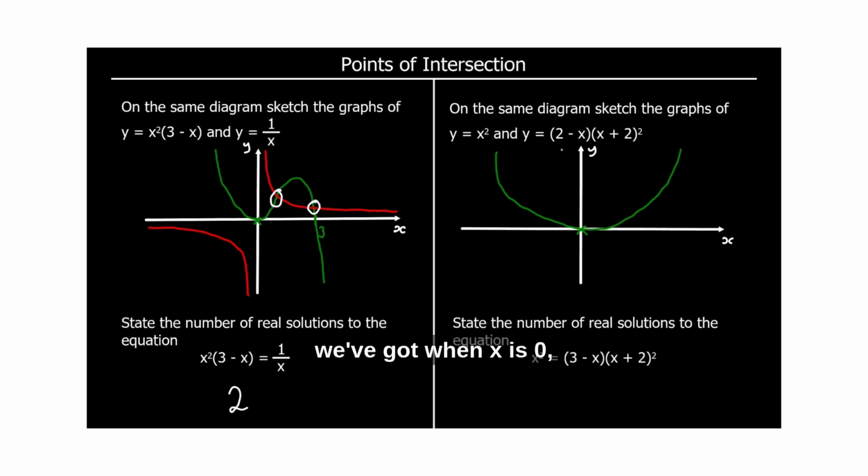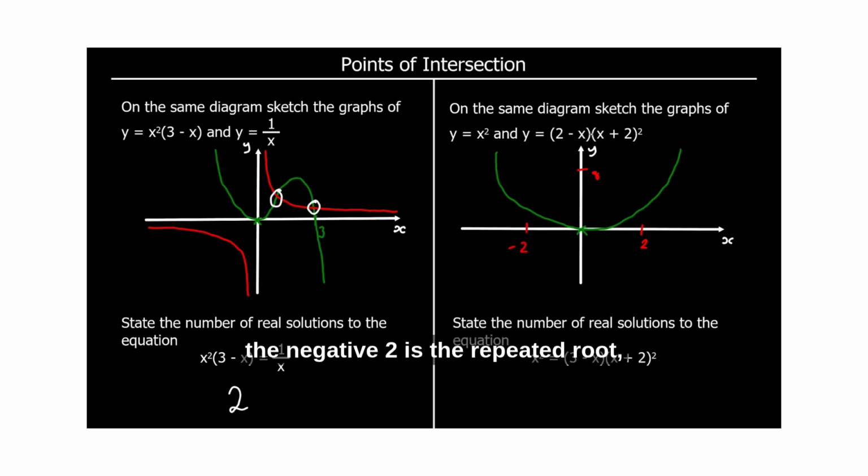For the cubic, when x is 0, what's y going to be? When x is 0, we've got 2 times 2 squared. That'll be an 8. So it's going to cross the y-axis at 8. And when y is 0, x can be 2 or negative 2. So let's have 2. So that's 8, 2 will be about halfway, half of that height. So let's say that's 2. That's negative 2.